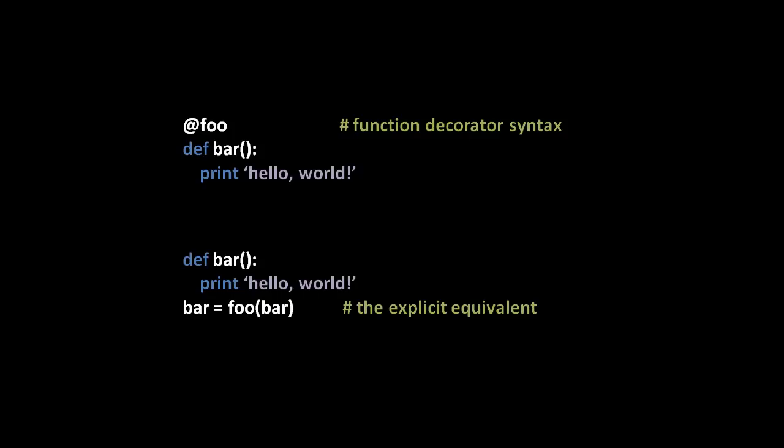So here, @foo above the definition of a function bar is the same as immediately after the function definition, invoking foo with bar as its argument and assigning its return value to bar. The idea of this is that we sometimes want to do something immediately with a class or function, such as wrap it in another class or function. The decorator syntax is simply a more convenient and more visible way of accomplishing this. It stands out more in code.